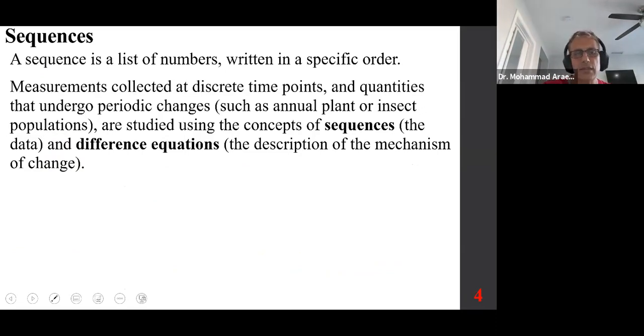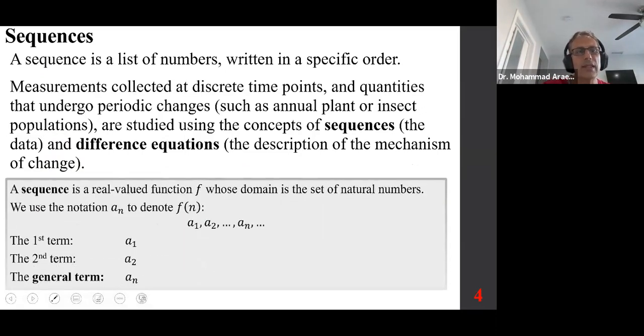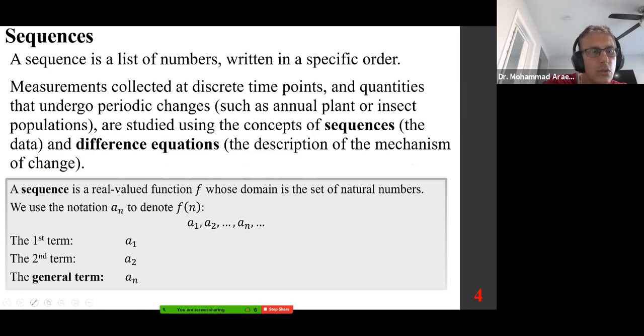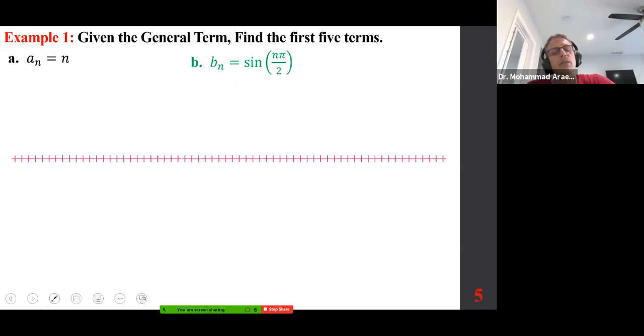What I want to mention is that, again, a sequence is a real valued function whose domain is a set of natural numbers. Just in case, by natural numbers we mean 1, 2, 3, all the way to the end. That's the set of natural numbers. The first term is a sub 1, the second one is a sub 2, all the way to a sub n, the general function.